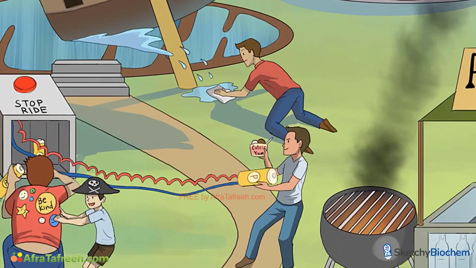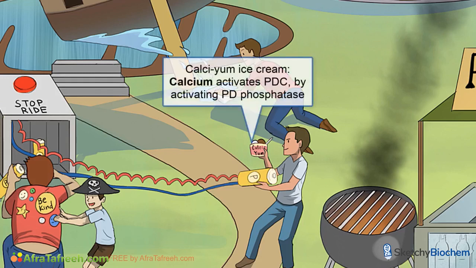Calcium also activates PDC, but the mechanism is different. Exercise stimulates muscle contraction. Calcium levels rise inside cells when muscles are stimulated to activate PDC phosphatase, and therefore activate PDC. We've redrawn the rascal kid holding a calcium ice cream. Calcium ice cream makes this kid do mischievous things, like taking out P batteries from stop ride switches so they don't work.